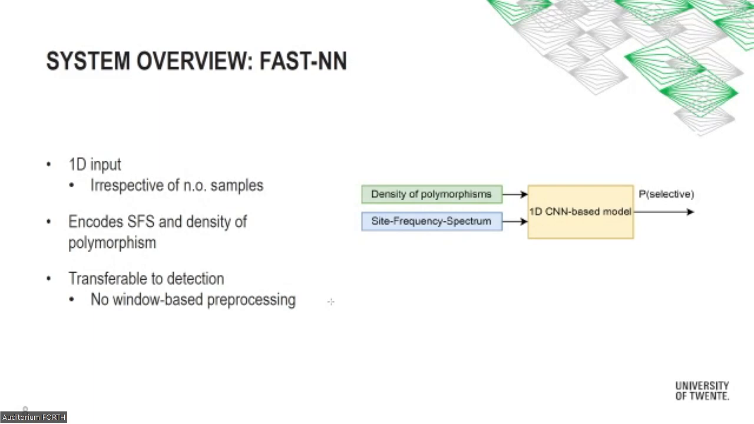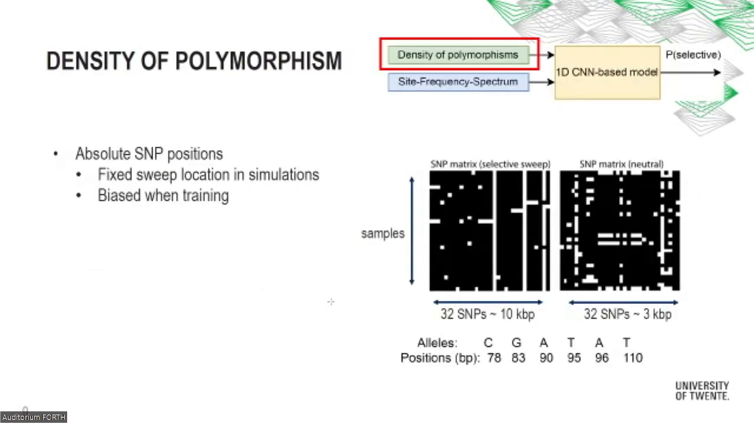So what we want is a network which uses only 1D convolutions and has only one-dimensional input, so the complexity is irrespective of the sample size. And we want to encode the site frequency spectrum and the density of polymorphism in a one-dimensional way. And we do not want to use any pre-processing steps because that will hinder efficient transferring to a selective sweep detection framework. So firstly, to start out with the density of polymorphisms, we can do this by including the positions of the SNPs in our data.